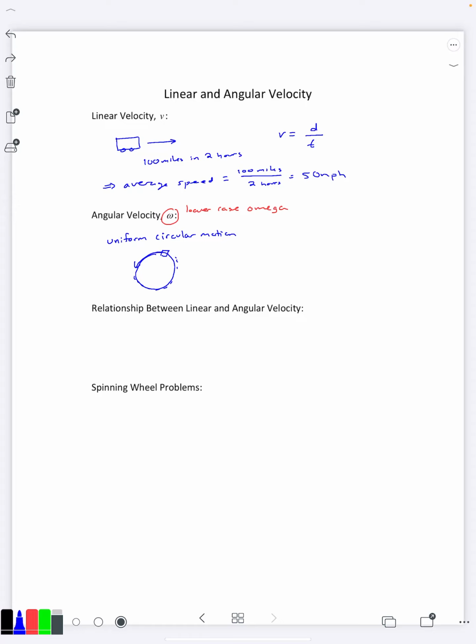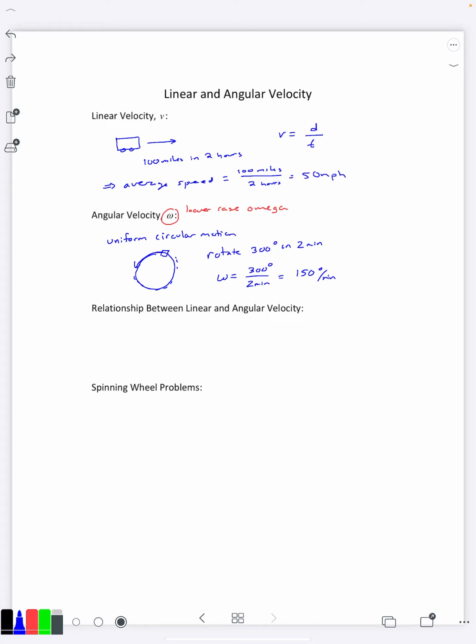Now, if you want to talk about angular velocity, it's how fast you're rotating, and we're doing that in terms of the angle. And so the idea here is if we rotate, say, 300 degrees in 2 minutes, then my omega would be 300 degrees divided by 2 minutes, or 150 degrees per minute. So angular velocity is talking about rotation.